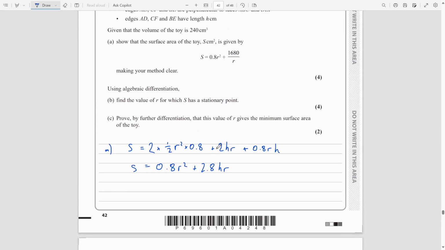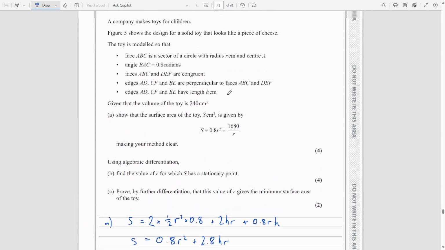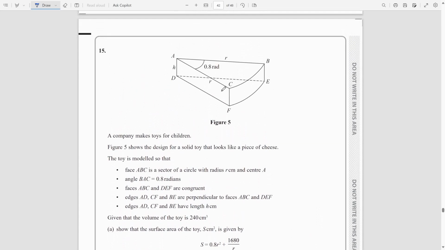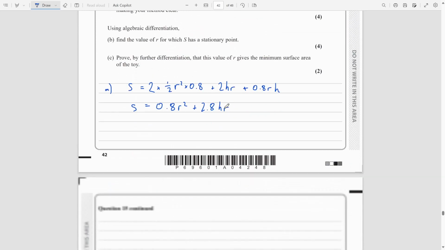So, is that what we want? No, because we don't want any h's. We only want r's. So how do we eliminate the h? Well, we use the fact that the volume is 240 centimetres cubed. What is the volume of this?